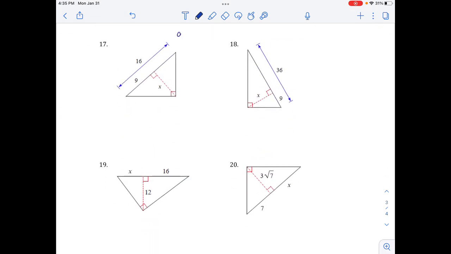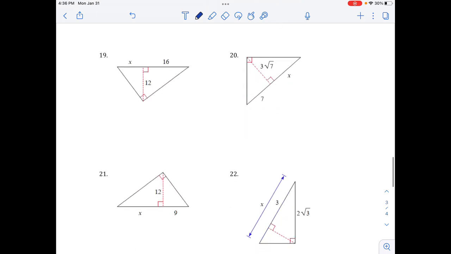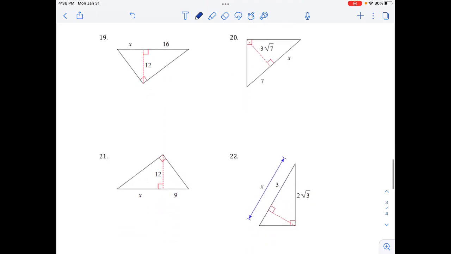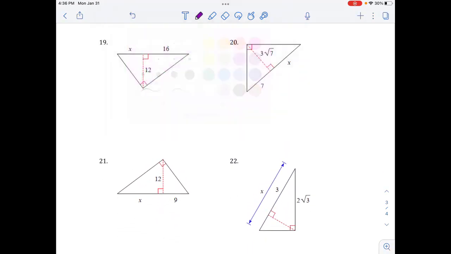Once again, 17, you've got your altitude. You'll just have to find this guy. 18 again is an altitude. You'll have to find that piece. 19 through 22 are a little different. We haven't seen any problems like this yet. Notice you are given the altitude, but you're not finding it. You're finding another portion. That's fine. The altitude is still the repeated piece. And then you'll just fill in the other information and cross multiply to solve.